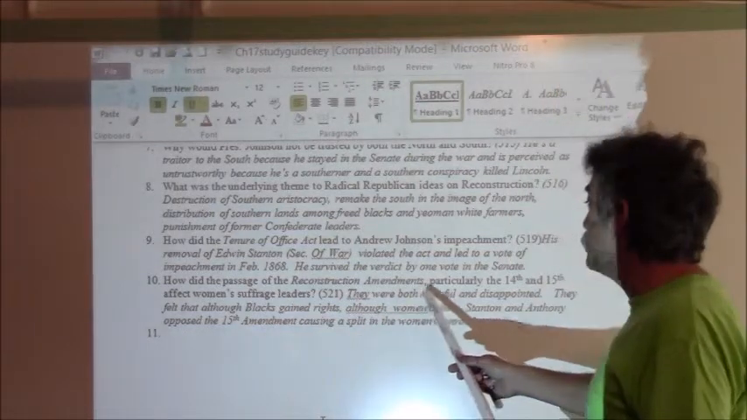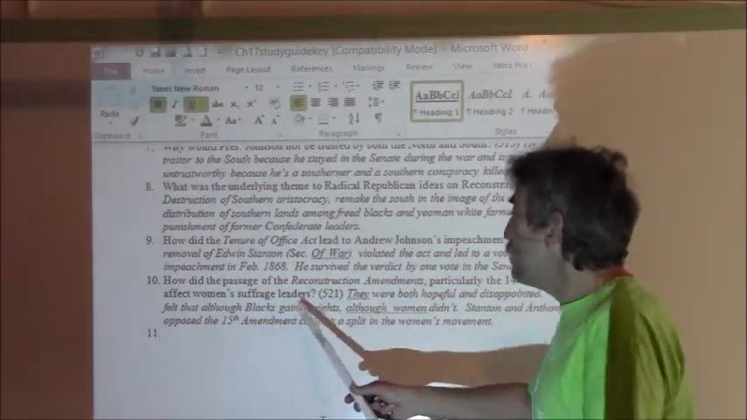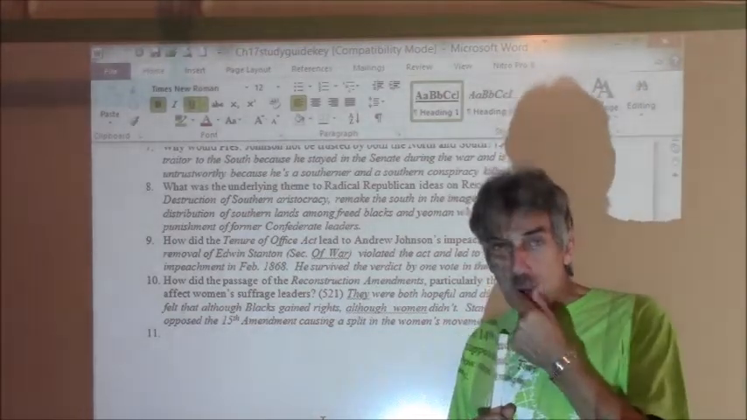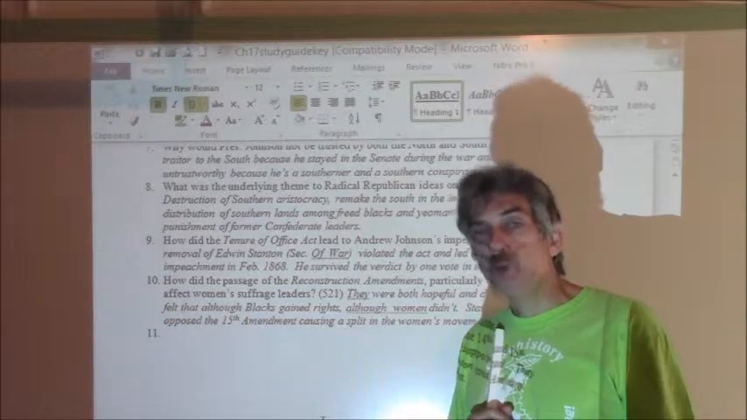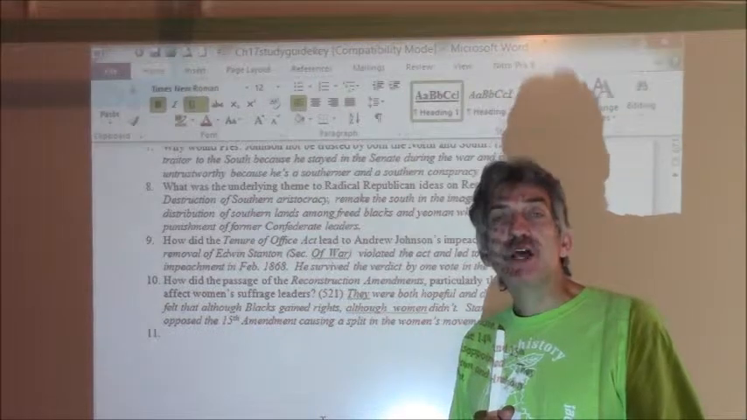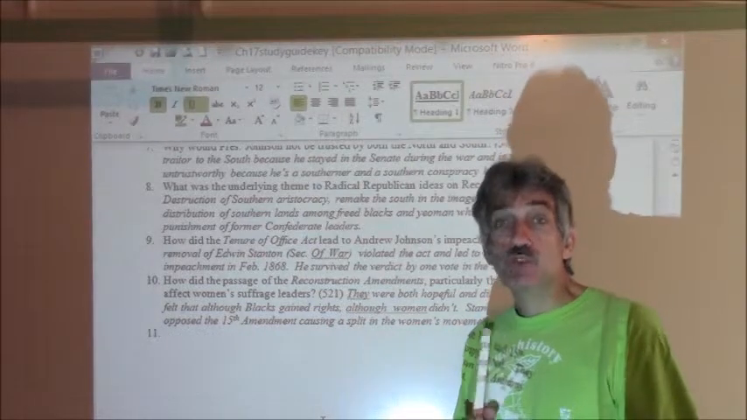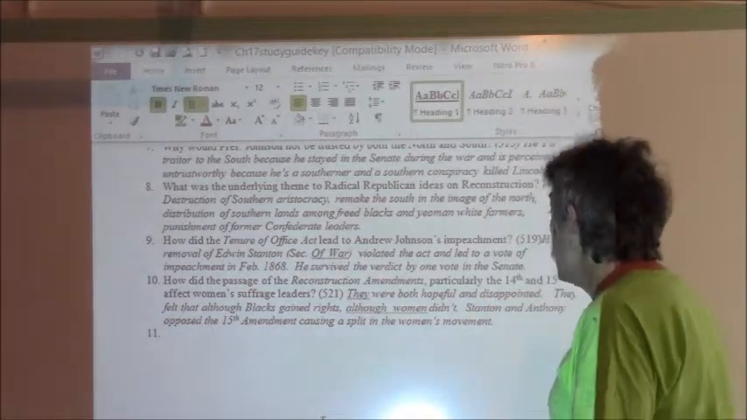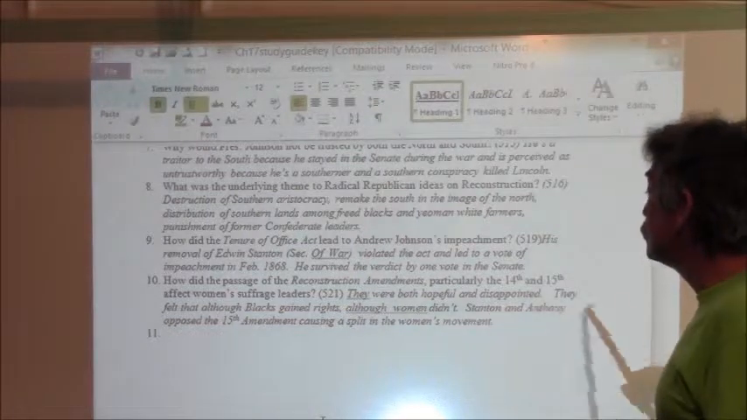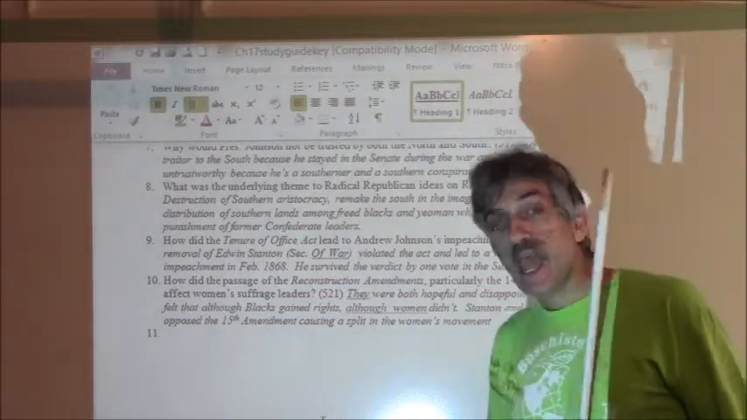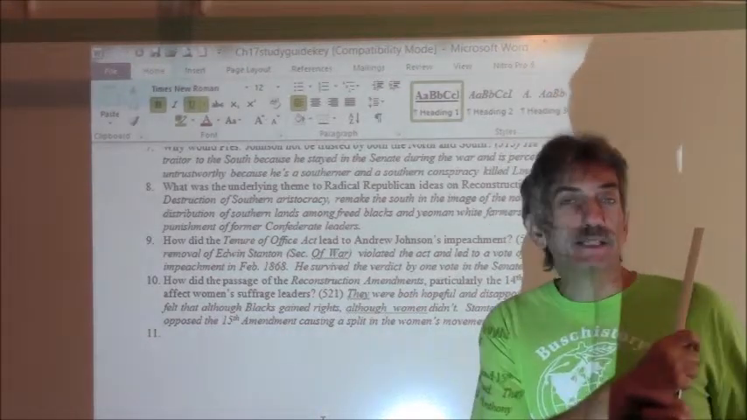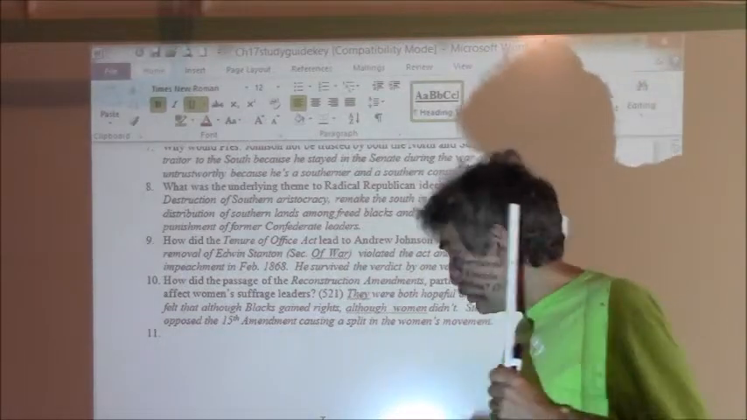How did the passing of the Reconstruction Amendments, particularly the 14th and 15th, affect women's suffrage leaders? They are angry. They are angry because neither one specifically addressed women. Women had fought for abolition. They fought for the rights of black society in the United States, and then the two amendments snubbed them. It is really, really going to be a tough pill to swallow. Elizabeth Cady Stanton and Susan B. Anthony opposed the 15th Amendment, and that caused a split in the women's suffrage movement that will remain all the way up until the 19th Amendment is actually ratified in 1920.